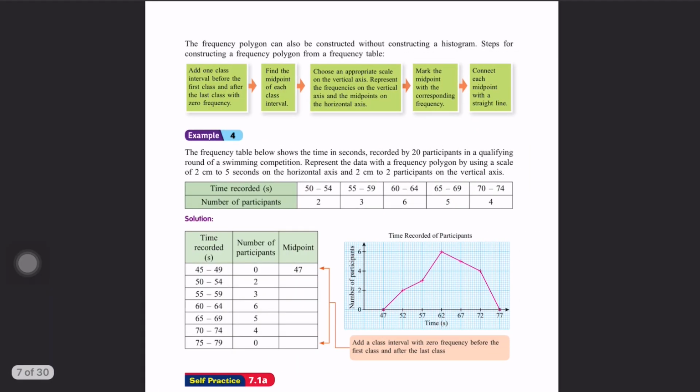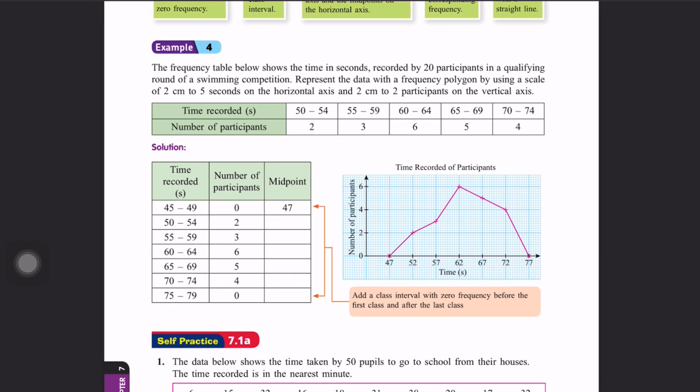Okay, next. Okay, inilah contoh. Dalam contoh ni dia nak kita melukis frekuensi polygon only. So represent the data with a frequency polygon only. Kalau frekuensi polygon, macam mana awak nak buat? Sekarang you construct a new frequency table. Sama 50, 54 ni, cuma beza dia awak kena tambah 2 extra classes. You add in this one before the first class and after the last class.